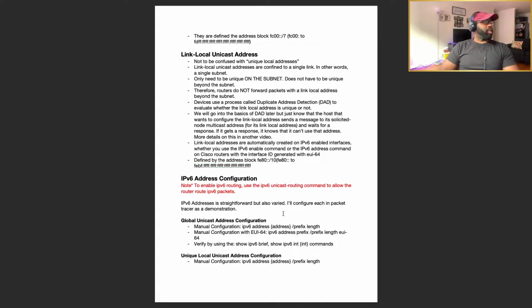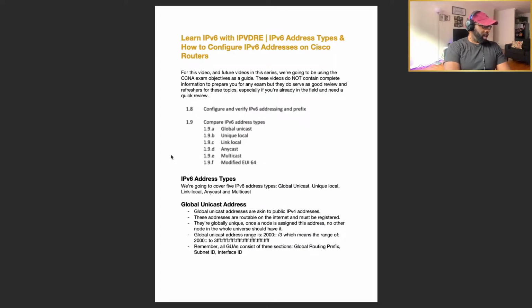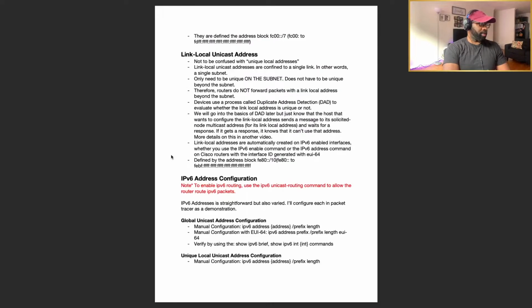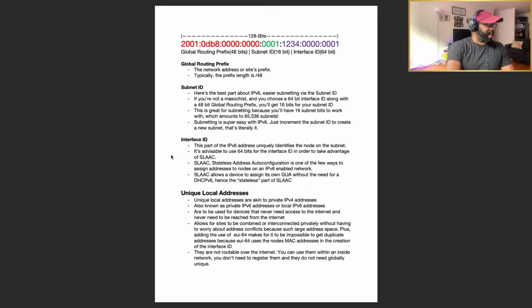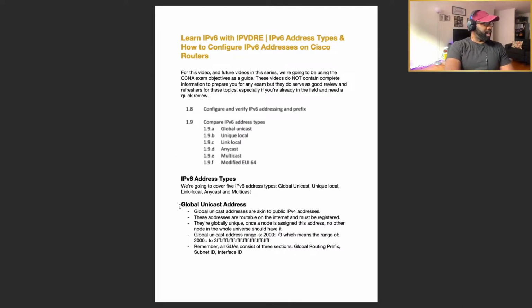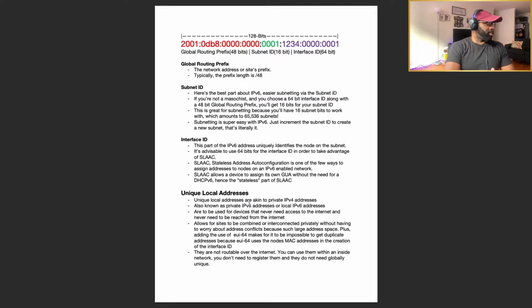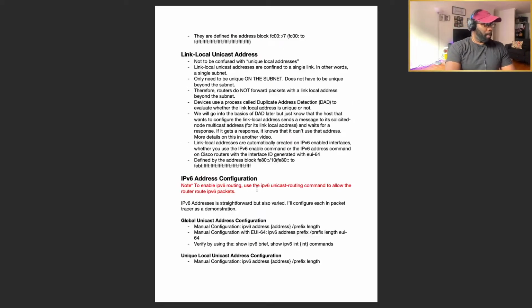So IP address configuration. We just started with the first three: global unicast, unique local, and link local, right? Then we're going to go into some configuration, and then we're going to go into the other ones. So those are the first three. Just understand that the global unicast addresses are public addresses, similar to IPv4's public addresses. Unique local addresses are private addresses. Link local addresses stay confined to the link, right?